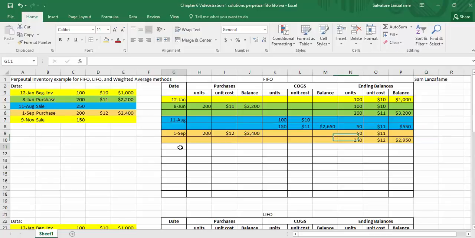It's now time for November 9th. And on November 9th, it says we sold 150. So which 150 did I sell? I've got 50 at 11. I've got 200 at 12. If we're doing FIFO, what are you thinking? If you're thinking first one's in or the first one's out, means I got to take the 50 at 11 and then I got to take 100 at 12, you are right. So let's do that. So we'll take the 50 at 11 and then we'll take another 100 at $12.